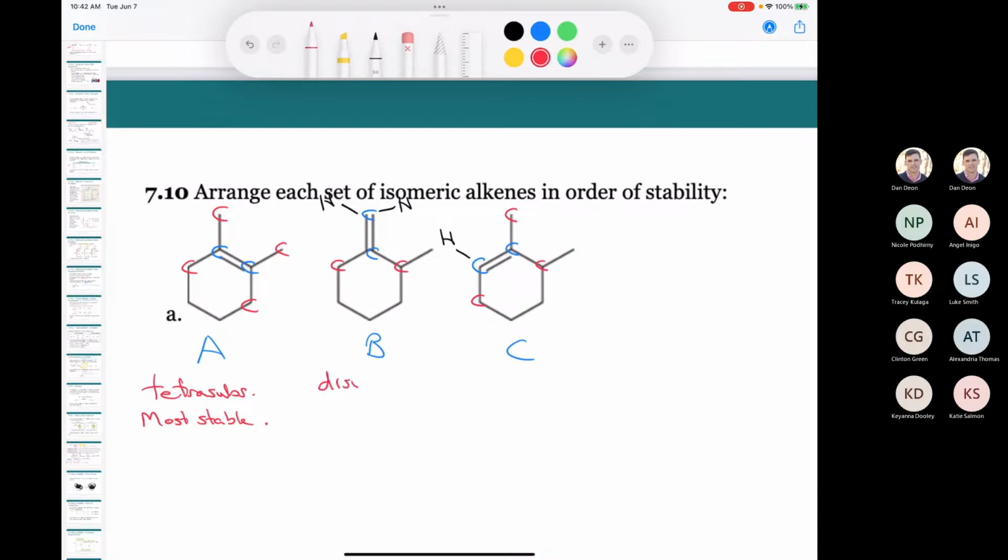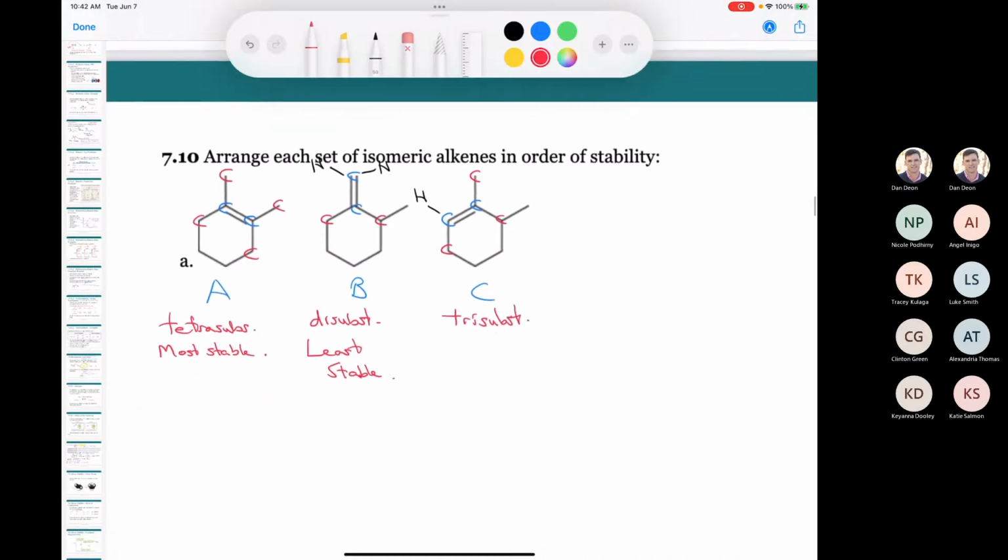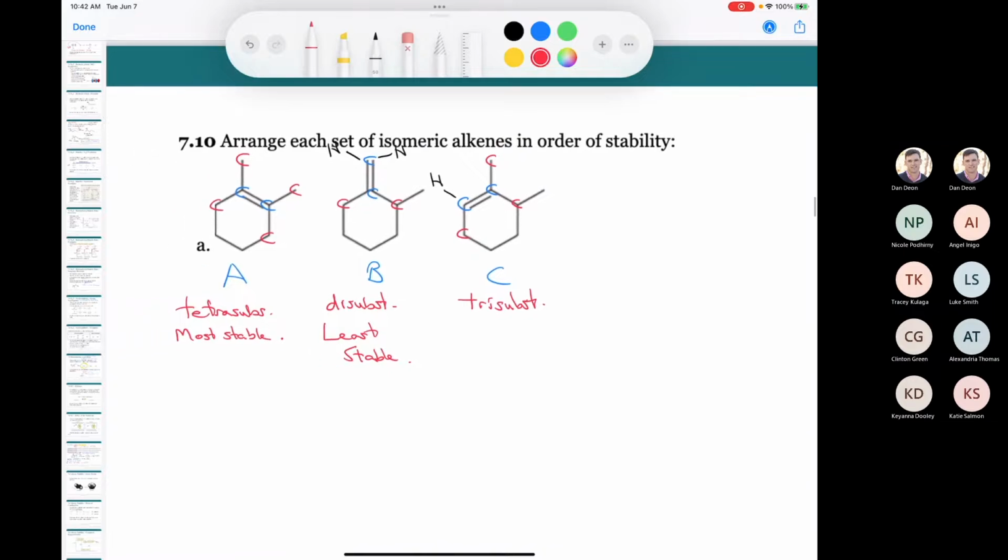So di-substituted. Therefore, this is the least stable. And this one is tri-substituted. Tri-substituted. And so it's somewhere in between the two. So A is the most stable, and B is the least stable. There we go. Alkene stability. So now you know the more R groups you have surrounding your double bond, the more stable it becomes.